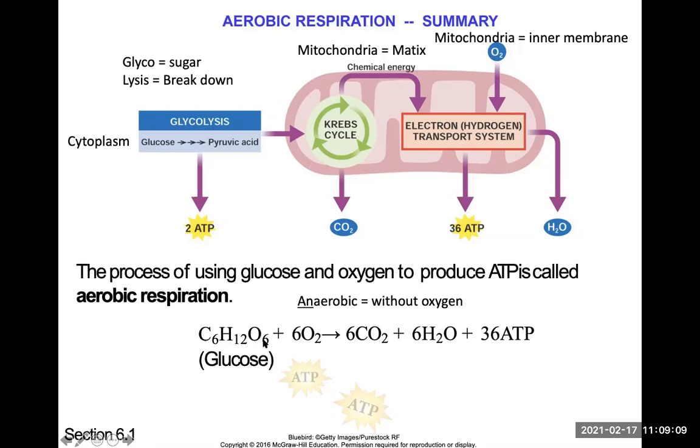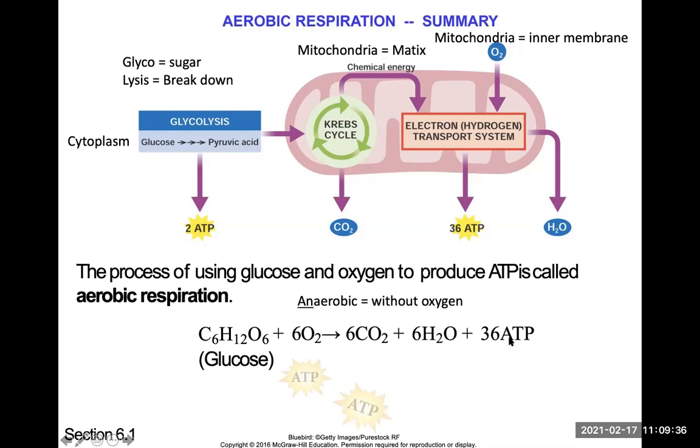This is the formula for cellular respiration. It's the opposite of photosynthesis. This is the formula for glucose: C6H12O6. To break it down, you need oxygen. What it produces is carbon dioxide as a waste product, which you breathe out, and also some water. So your body produces some water too when it does aerobic respiration.